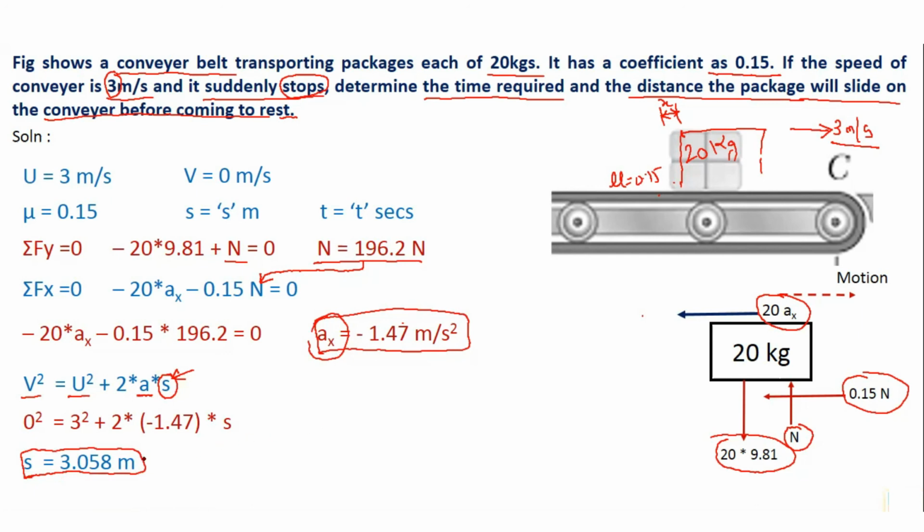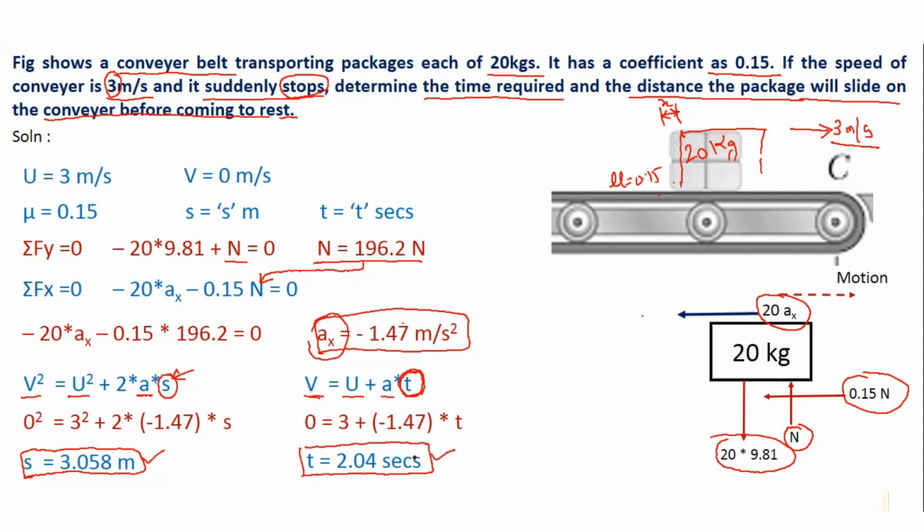So this is one of the answers. For the second answer, we can use any other equation of motion, let us say v is equal to u plus at. Again, we know the value of v, u and a, and we will get the required answer for t. I will get the answer for t as 2.04 seconds, the time required for this package to come to rest. With this, we have completed what was asked in the question, that is the displacement and the time. Thank you.